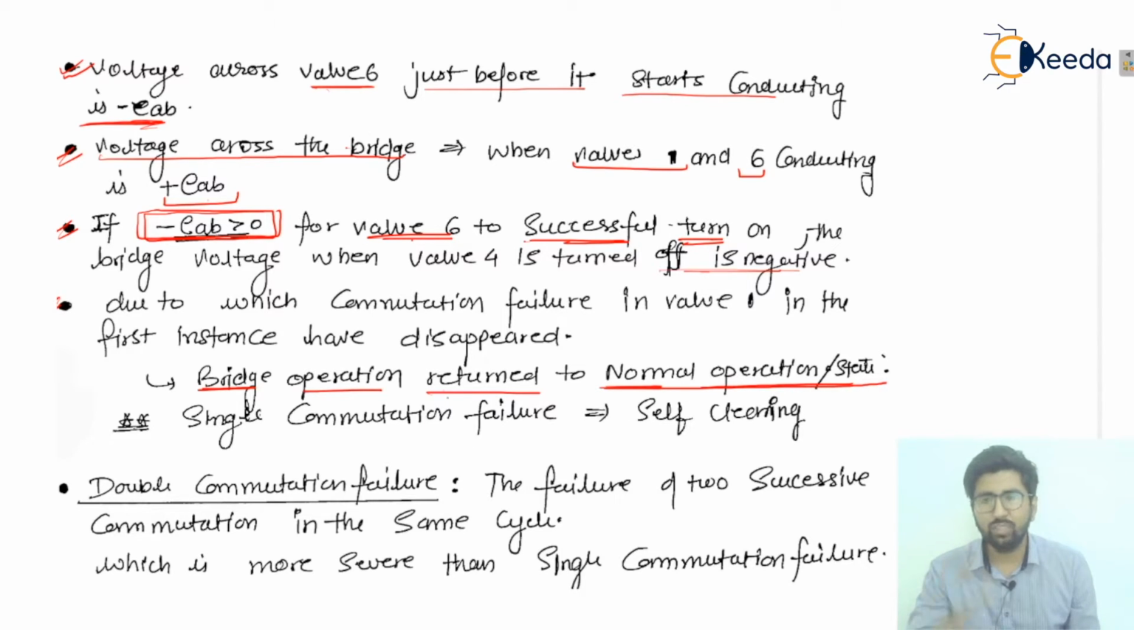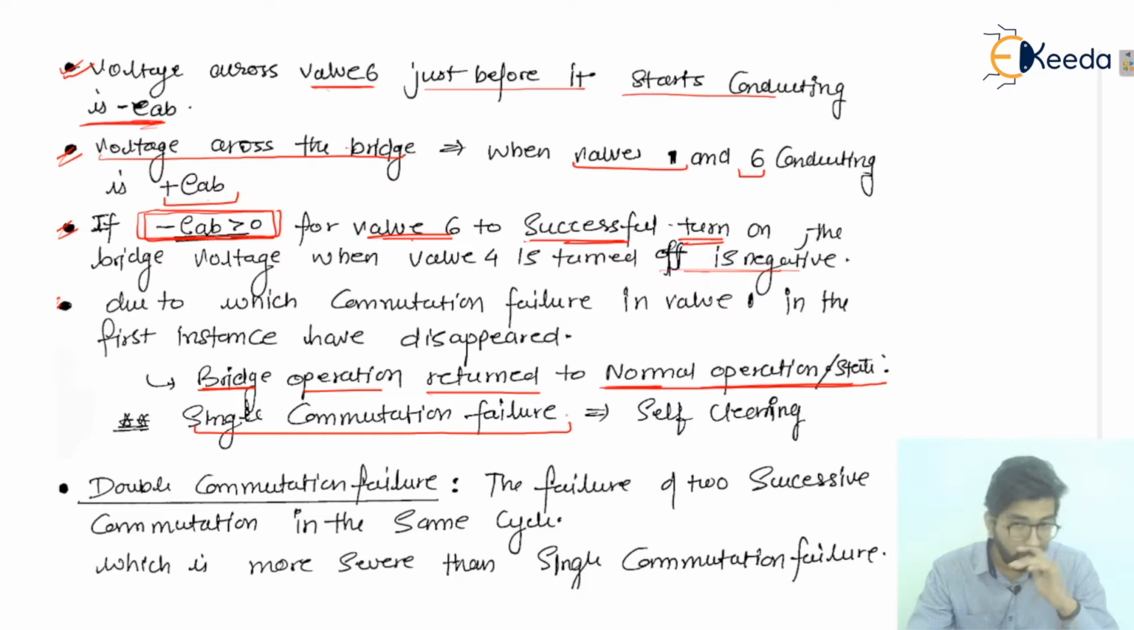This is actually called the single commutation failure. We have two types of commutation failure: single commutation failure and double commutation failure. Double commutation failure is the more severe type, but till now we are operating in the single commutation failure.